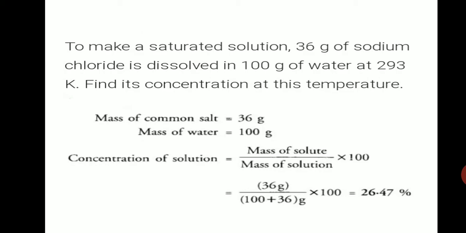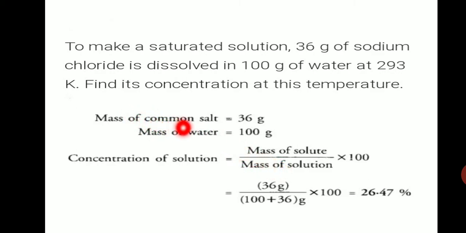To make a saturated solution, 36 gram of sodium chloride is dissolved in 100 gram of water at 293 Kelvin. What's the concentration at this temperature? So first of all, look at what the given quantities are. 36 gram of sodium chloride, it is the solute. Dissolved in 100 gram of water, it is the solvent. So here also we have to find out the mass of the solution.